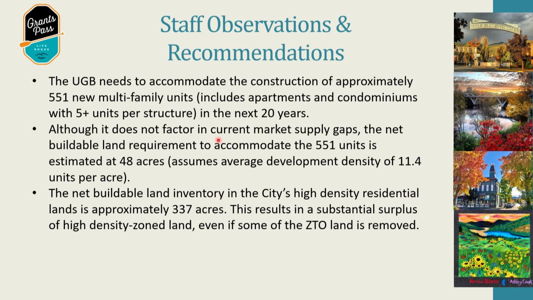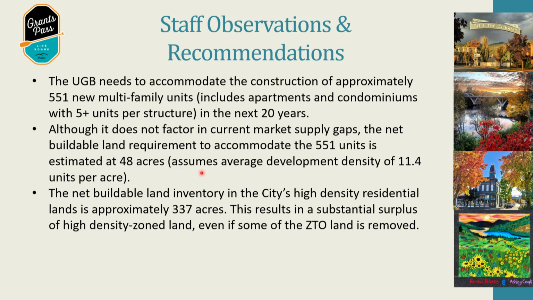The urban growth boundary needs to accommodate about 551 new multifamily units. That's according to our housing needs analysis that was adopted last year, and that's over the next 20 years. So even though it doesn't factor in current market supply gaps, that 551 number is just the projected new. It doesn't factor in any deficits that we might have now. To achieve that 551 at, say, around 15 to 20 units per acre, you'd need about 48 acres of land.